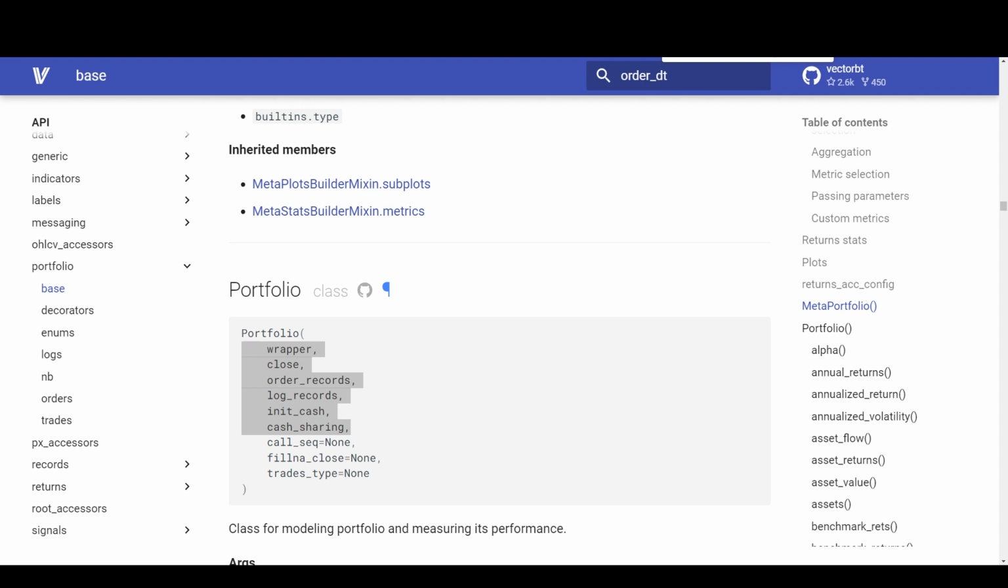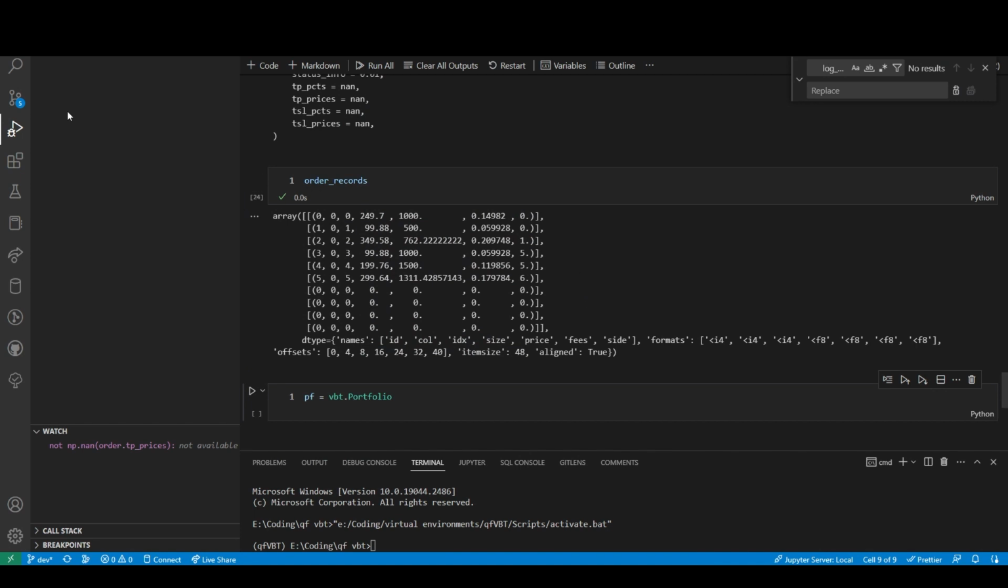pf equals vbt.portfolio. Oh, I don't have any close. I don't have any wrappers or any of that other stuff. So that is the goal for tomorrow, is to actually put together all of that. I feel like this is the last part, and then I should be able to start printing out. I should be able to get stats, I should be able to plot things, I should be able to do all that stuff, so I first have to get the wrapper, the close, all that stuff.